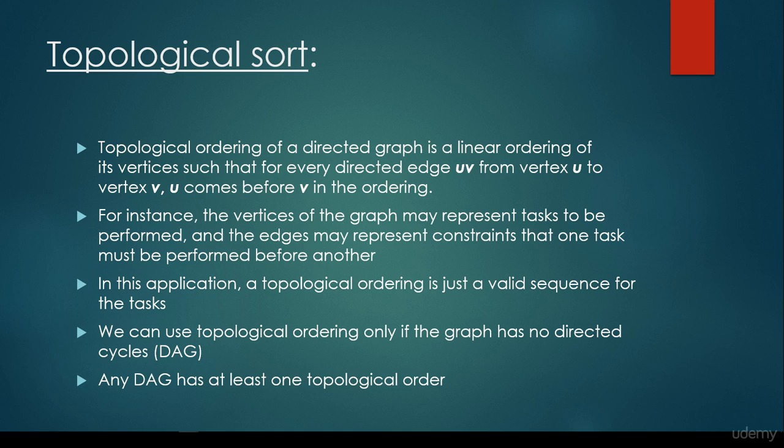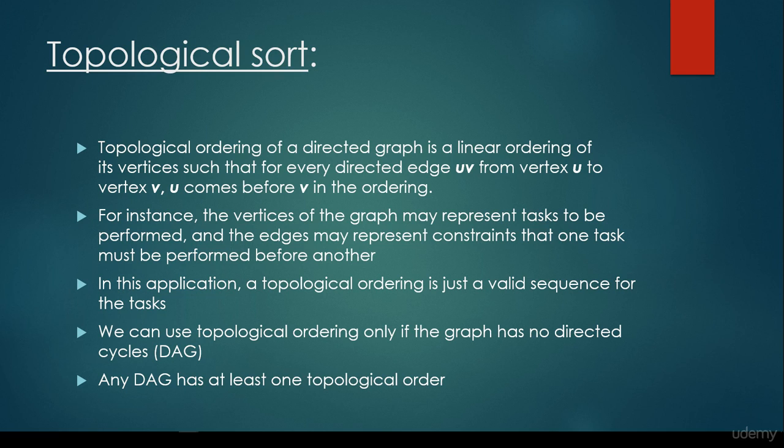For instance, the vertices of the graph may represent tasks to be performed, and the edges may represent constraints that one task must be performed before another. That's why I said there is no point defining the topological order for an undirected graph, because we define these constraints with the help of directed edges. So in this application, a topological order is just a valid sequence for the tasks.